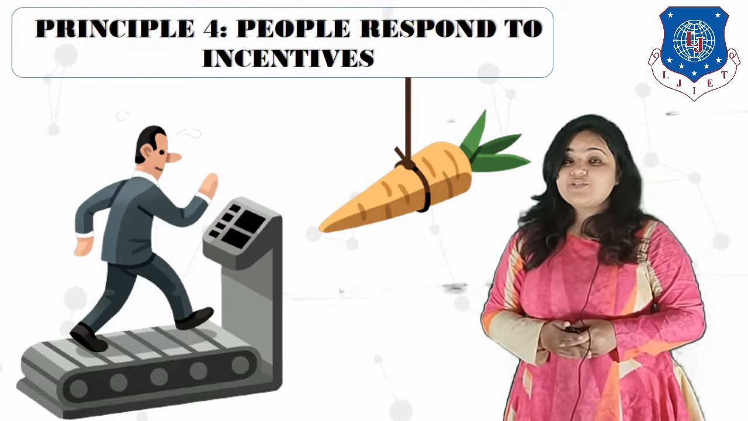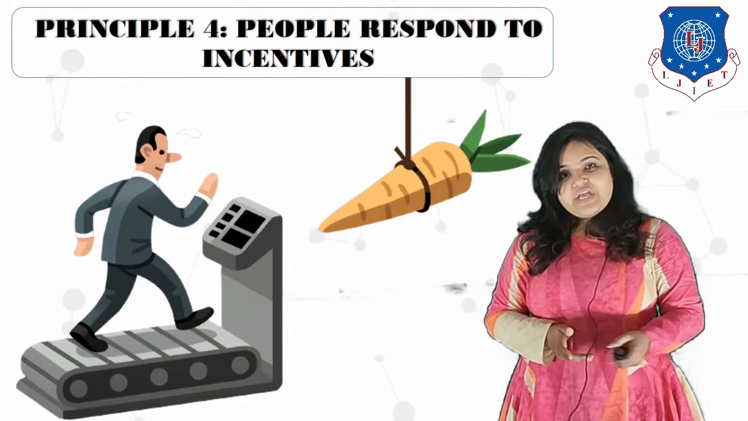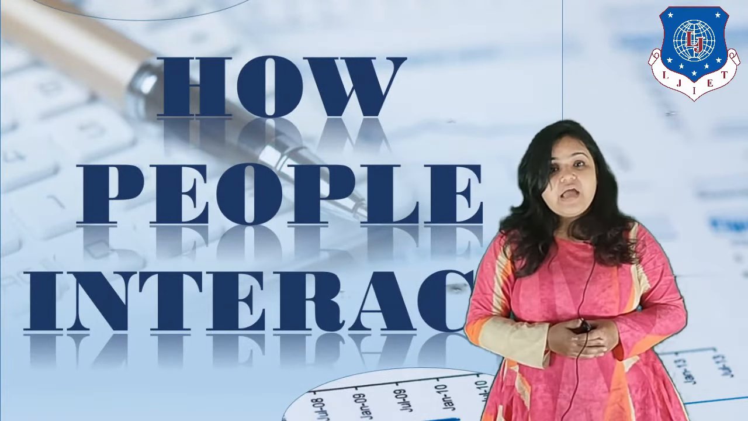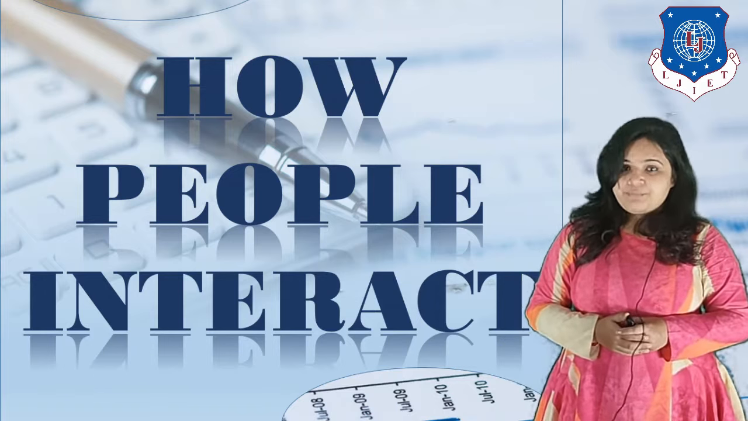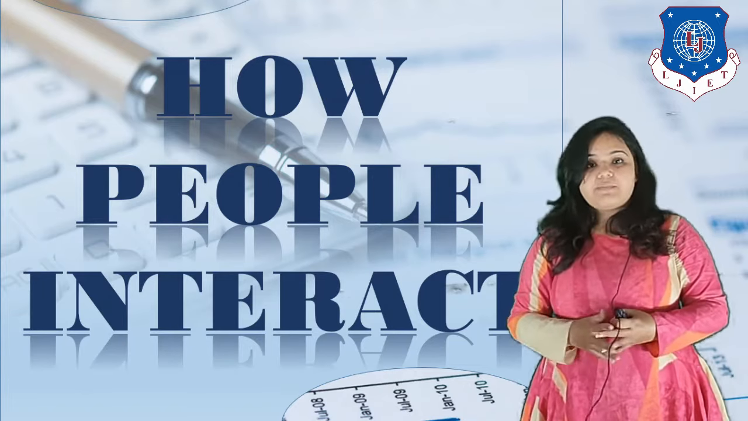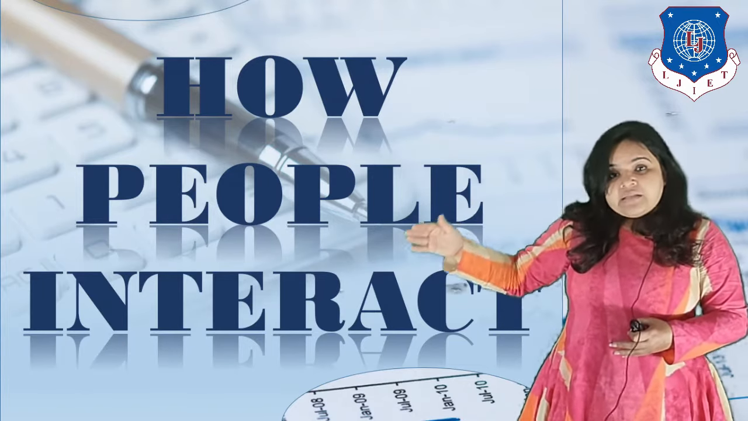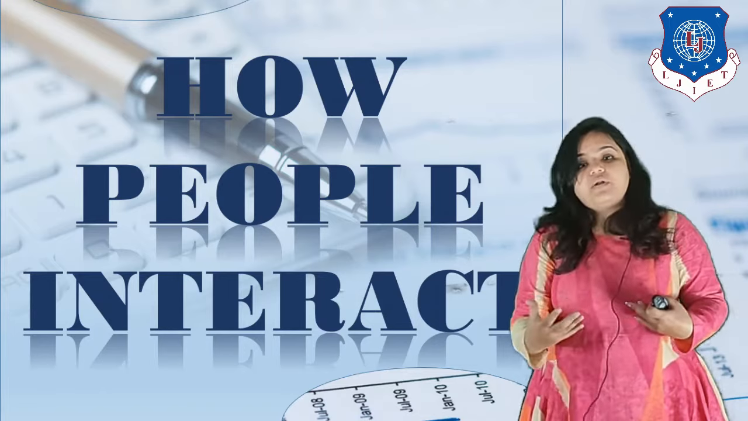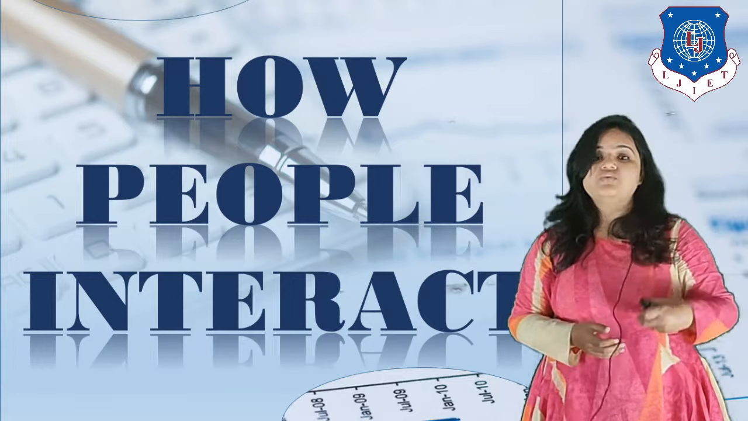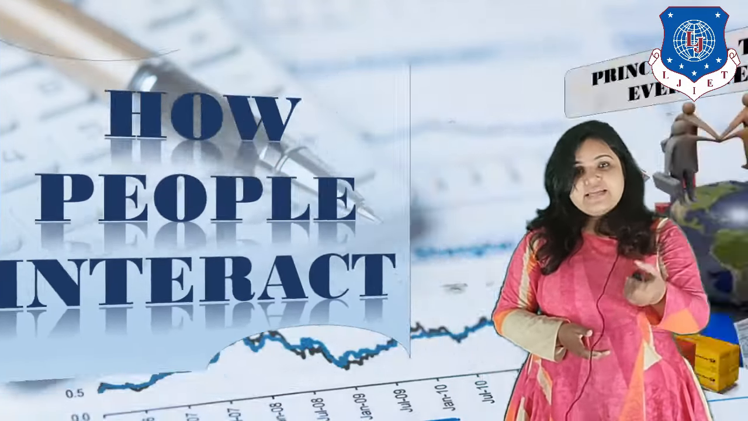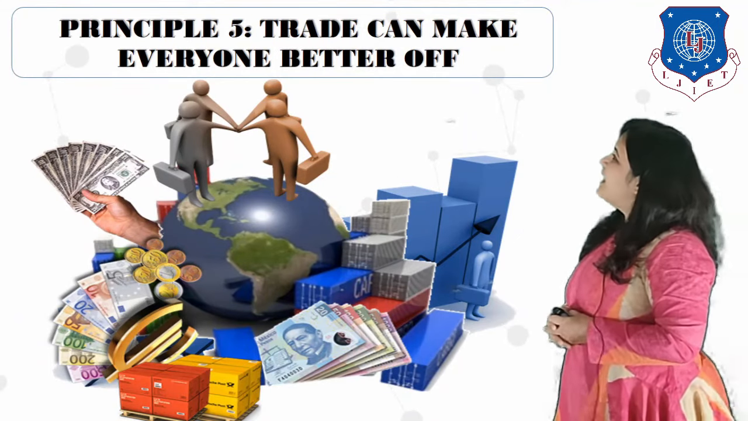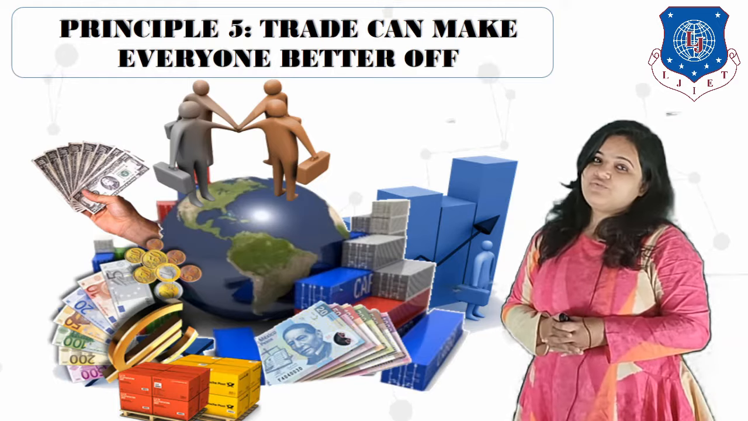These were the principles which talked about how people make decisions. Let us move further and talk about how people interact with each other. Obviously, we are not alone in the economy, so only us making decisions wouldn't make a lot of difference. Other principles are based upon how people make decisions when they are interacting with others, and how they interact with others. The next principle, which is the fifth principle, says that trade makes everyone better off. Oh yes.